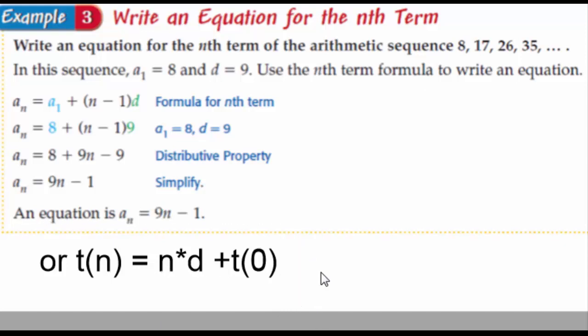So I could actually just say t sub n is equal to our common difference of 9n, and then 8 minus 9 is negative 1. So notice we were able to skip all this work by using that formula. But it's totally up to you which one you want to use.